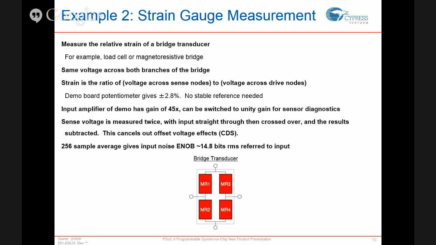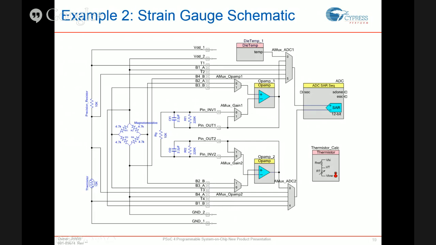So again, I name check a number here. We get an equivalent of nearly 15 bits RMS of equivalent noise right at the bridge terminals, which for a part in this class is exceptional.